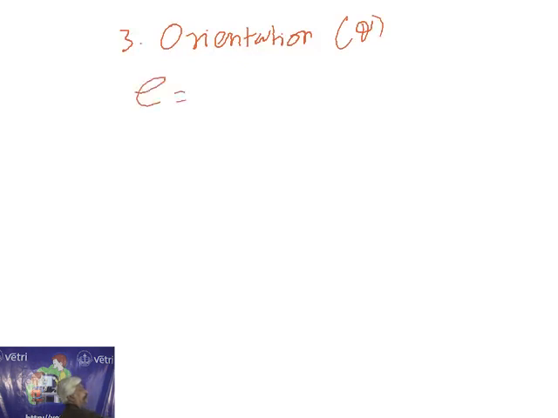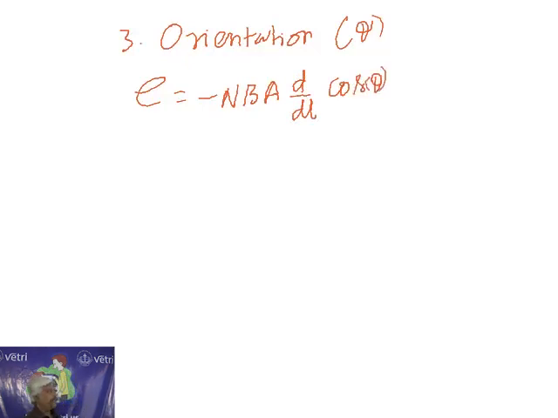The first one, change in magnetic flux. Second one, change in area. The third one, orientation of the coil. If the orientation of the coil changes, that means theta changes. Because we know E is equal to minus N B A d by dt of cos theta. So we have to consider the orientation.